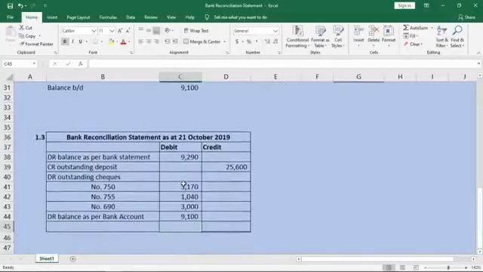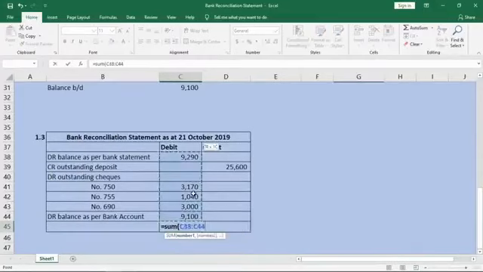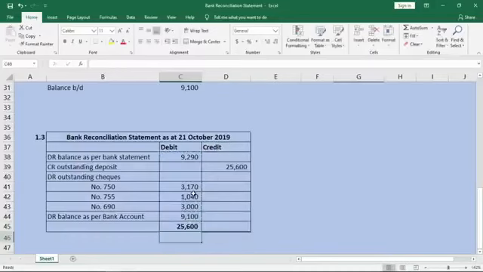Now that you have done that, your bank reconciliation statement should balance. Your debit should equal your credits. So let me add all of them together. 25,600, and we have 25,600 on the credit side. You can see our bank reconciliation statement balances. That means we did everything correctly.